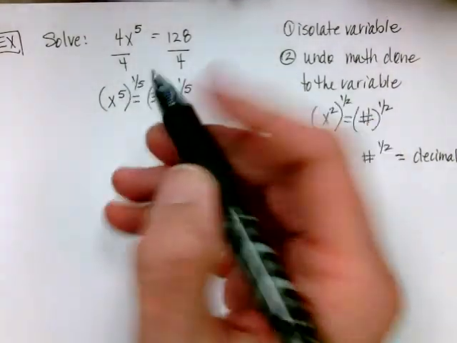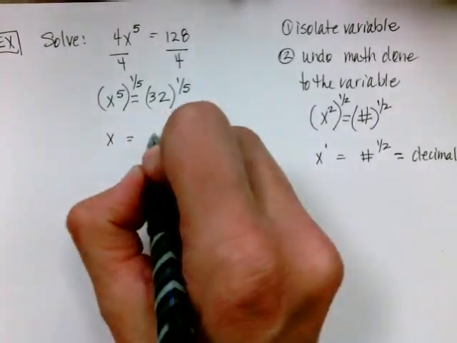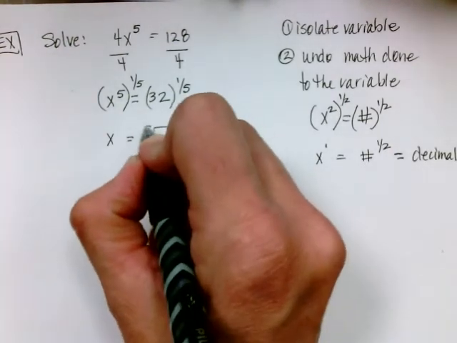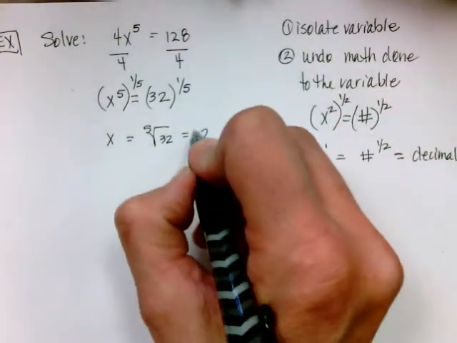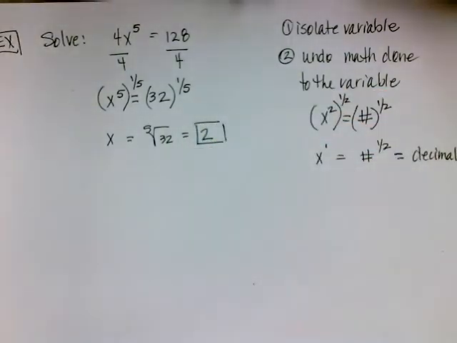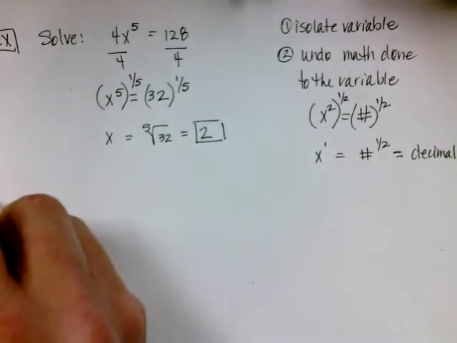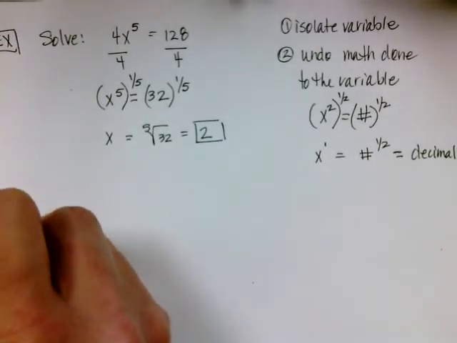5 times 1 over 5, I get x is equal to the 5th root of 32, and that happens to be 2. So in this particular equation, our answer is 2. Alright, so let's do another example with an equation.